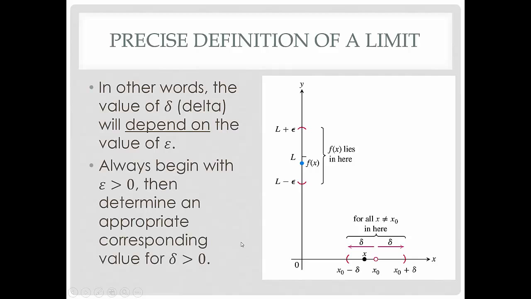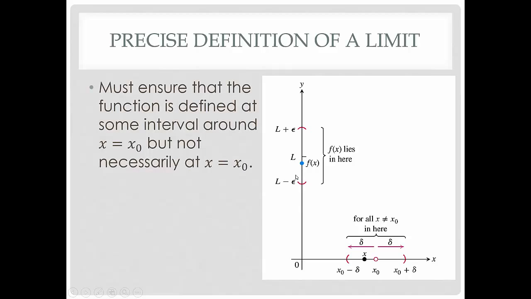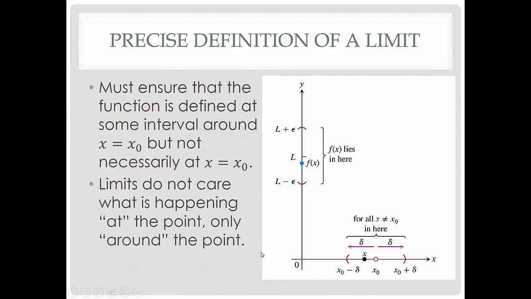You always begin with an epsilon greater than 0. That makes sense. We keep saying you're going to have some error. It's going to happen. So always begin with some error that you can stand, and then determine an appropriate input so you stay within that error. You must ensure that the function is defined at some interval around x naught. So the function must be defined, can't be any jumps or anything. But again, we said not necessarily at x naught, because there could be a hole in the function. Because remember, we said the limit does not care what is happening at the point, but only around the point.